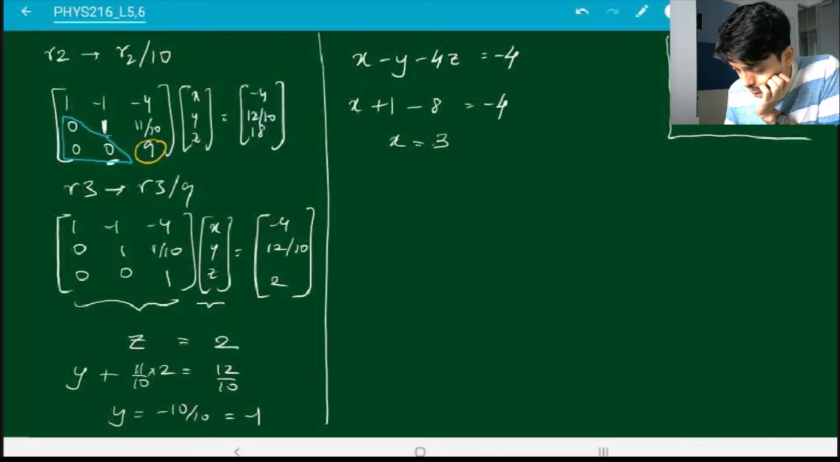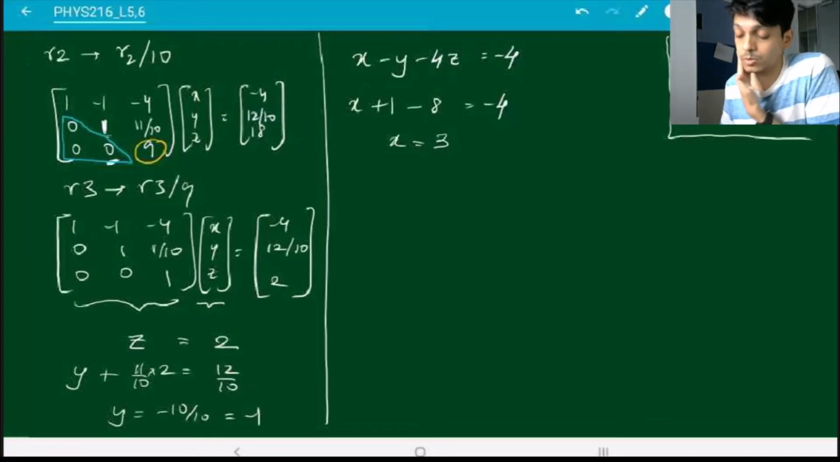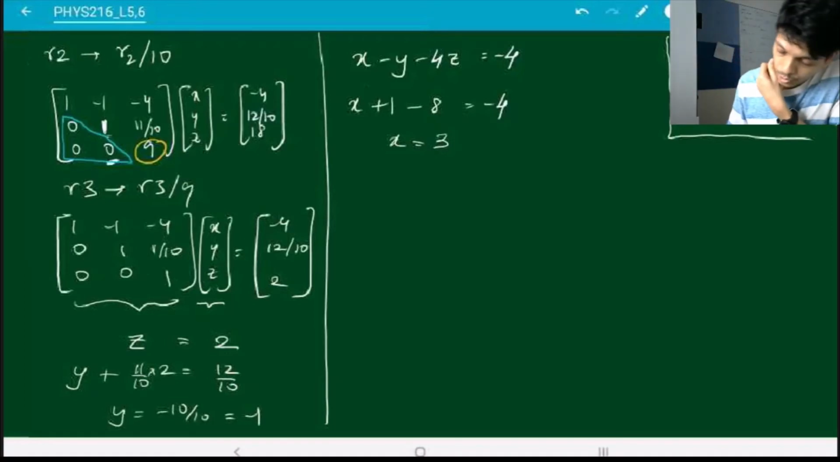See, this is the problem with being a theoretical physicist. I can calculate the curvature around a Schwarzschild black hole like this, but minus 4 plus 8 is plus 4, and plus 4 minus 1 is plus 3. Yes, I think x is 3. Very good. So this is my solution. X is 3, y is minus 1, z is 2.